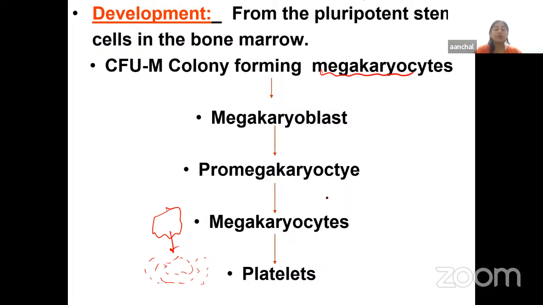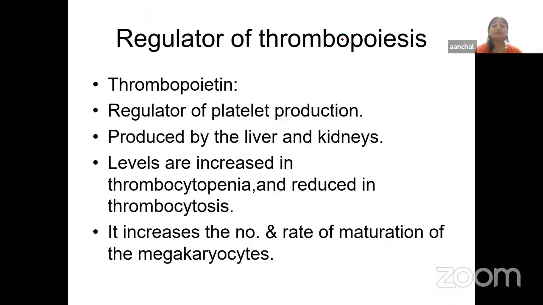From this very large cell, about 2000 to 4000 small fragments can be produced, and these small fragments are known as platelets. So this is all about the development that has occurred from the mother cell, known as the pluripotent uncommitted mother cell, a stem cell.